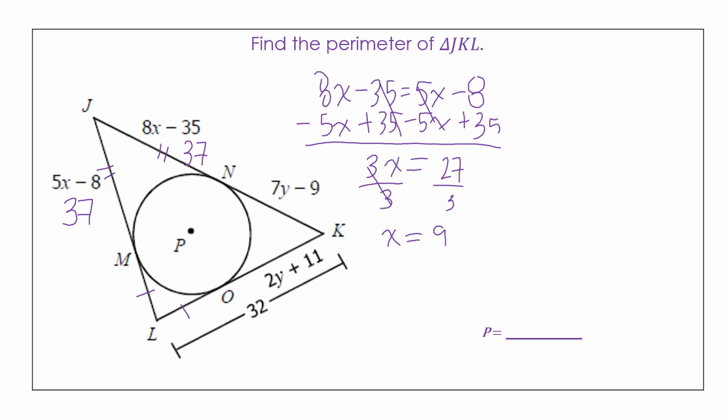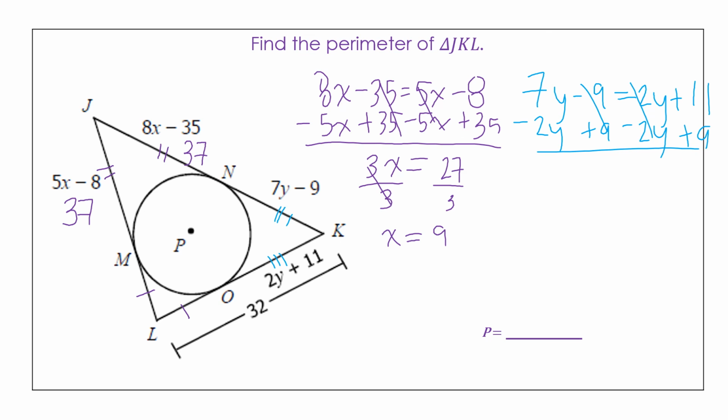All right, the other thing that we know is that NK and OK will be congruent as well. So I'm going to do pretty much the same thing I just did to find x. This is going to help me find y. So 7y minus 9 equals 2y plus 11. I'm going to subtract 2y from both sides, add 9 to both sides. That's going to give me 5y equals 20. Divide both sides by 5. y equals 4. And now I'm going to plug it in.